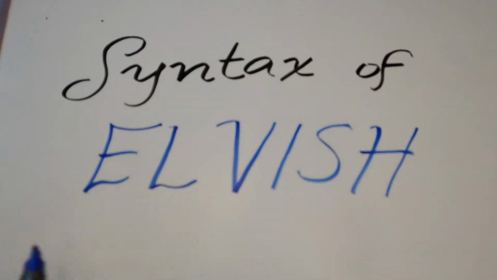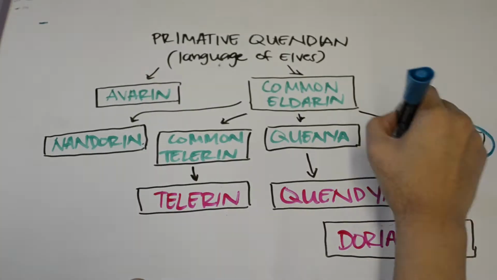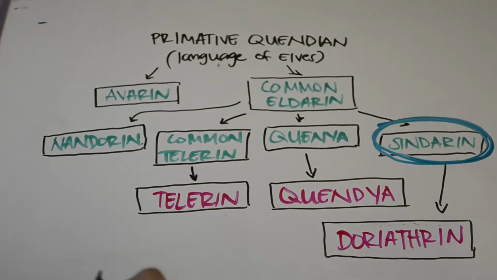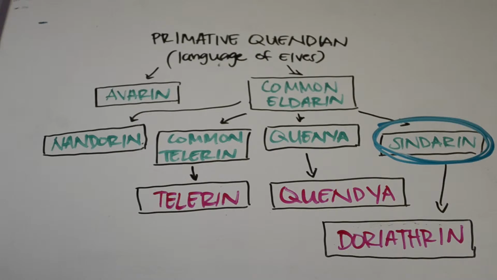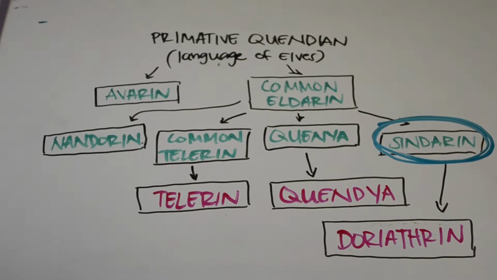Today we are going to present to you the syntax of Elvish. Elvish is the language J.R.R. Tolkien came up with for his fantasy books, Lord of the Rings. Here is a historical diagram of the language. We will be focusing on Sindarin, one of the most developed forms of Elvish.